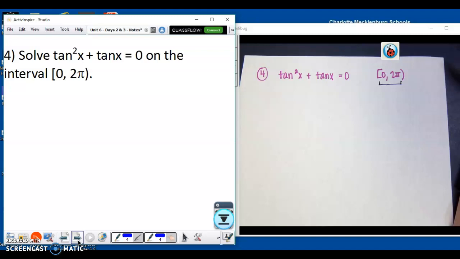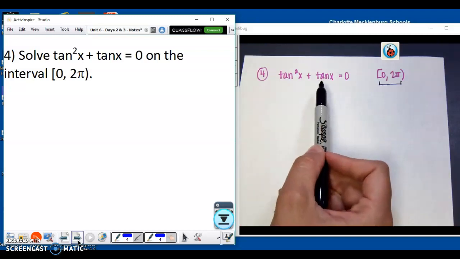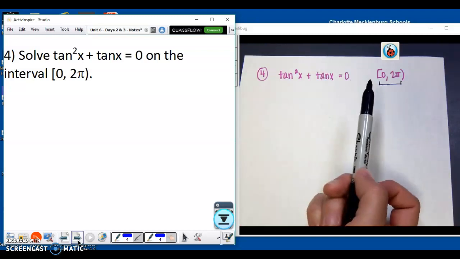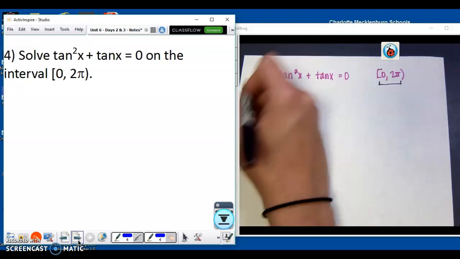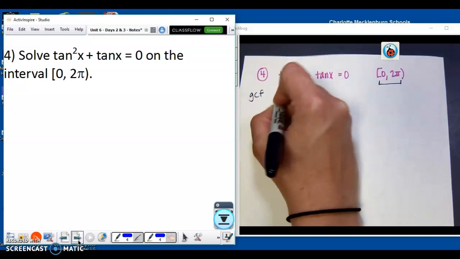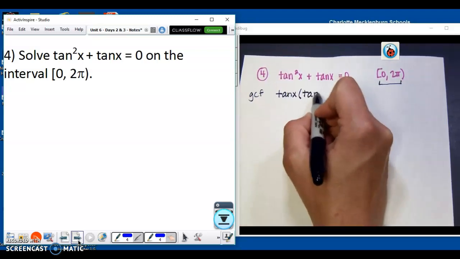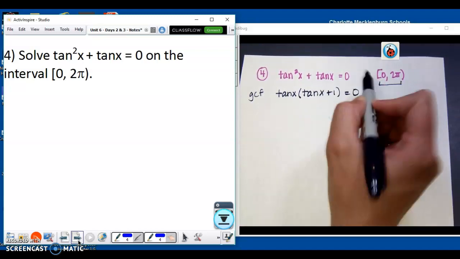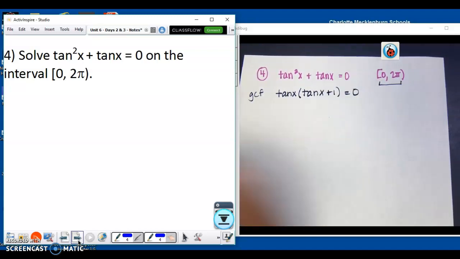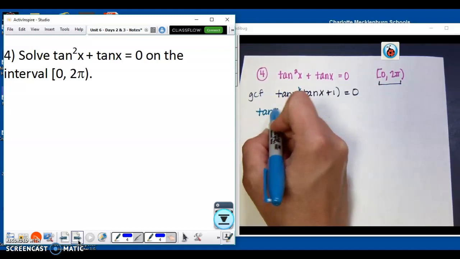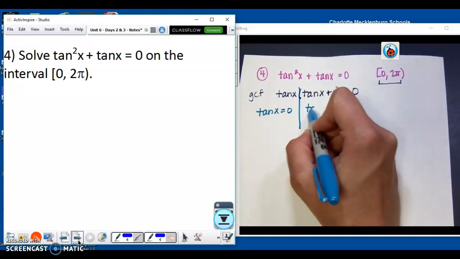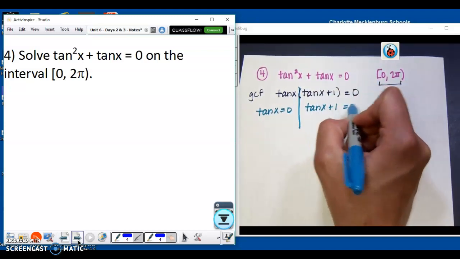But a lot of times for solving, you're going to be factoring. So remember, in order to factor, you have to have the same trig function. So if you see here, we have the same trig function, so we're good on that. So you would just want to look for a GCF here because there's only 2 terms. So the GCF here would just be tangent. So I'm going to take out tangent x. If I take out tangent x, it's going to leave me with tangent x plus 1 equals 0. So that's good. I'm ready to split this down the middle. I have tangent x equals 0. And this one is tangent x plus 1 equals 0.